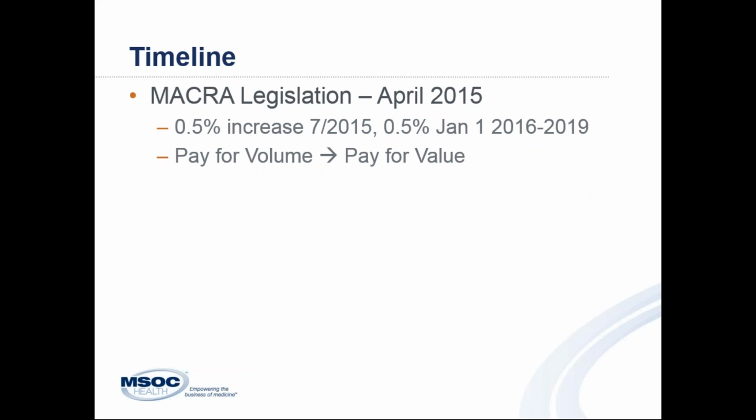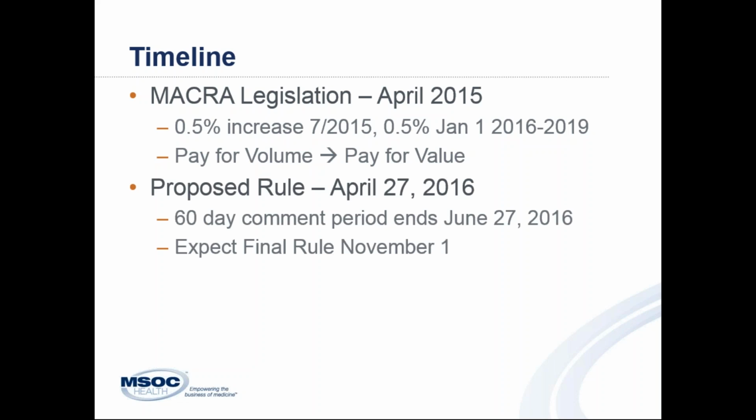Those increases are in the legislation, but it also moves us from paying for volume to paying for value, and that's really what we're going to talk about today.